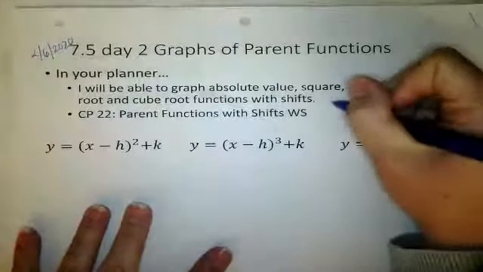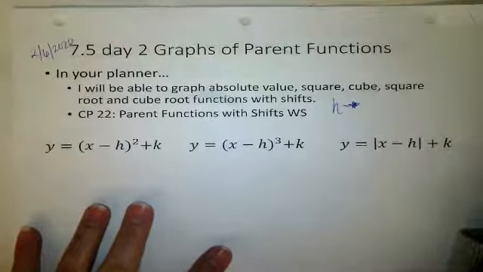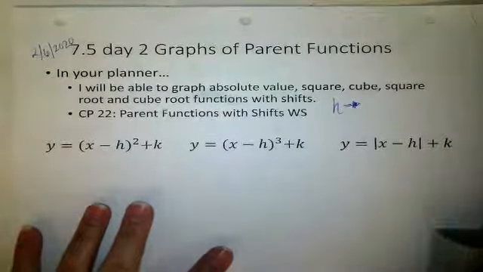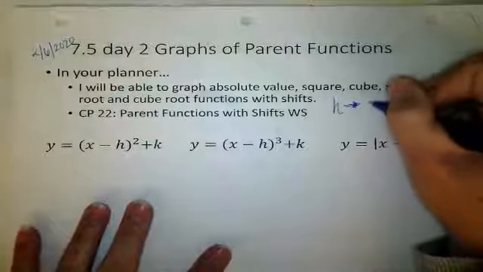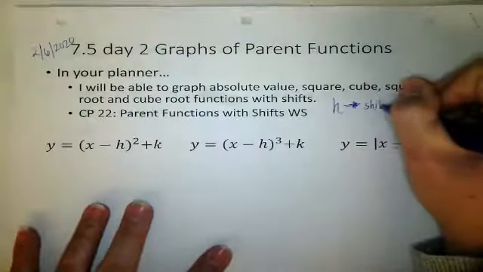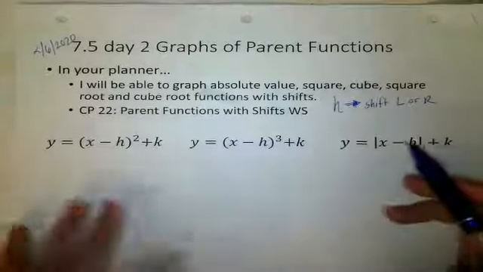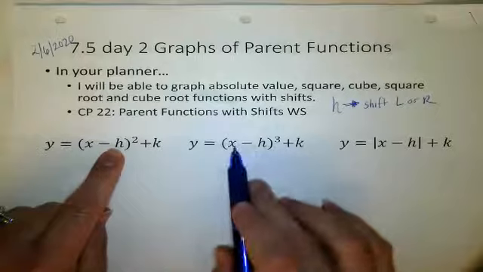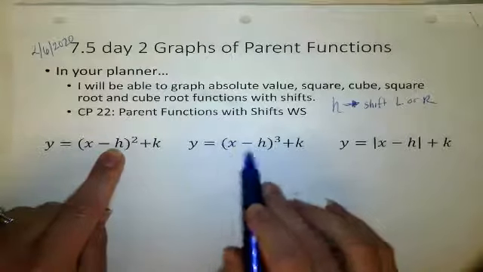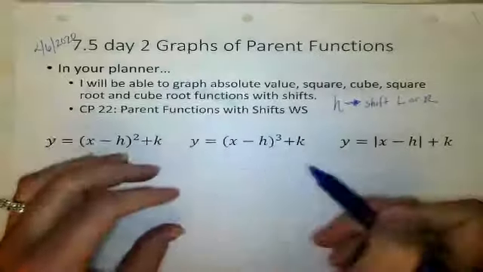And yesterday, what did the h do? Moved it left or right. So it's a horizontal shift, H for horizontal. So this is going to be a shift left or right, horizontally. And the reason that is because it's inside the function and it's with x. So because it's together with the x, it's moving in the x direction, and our x-axis goes left to right.